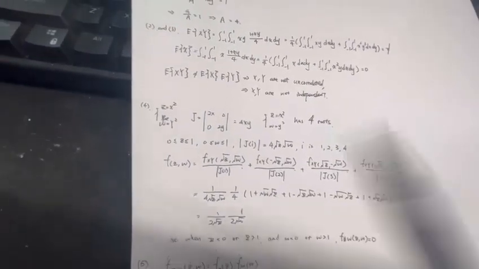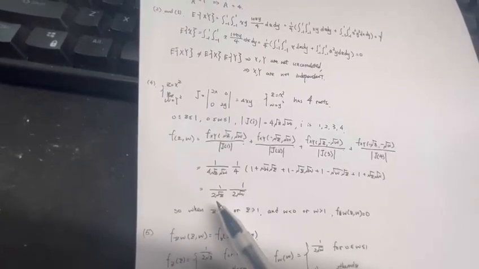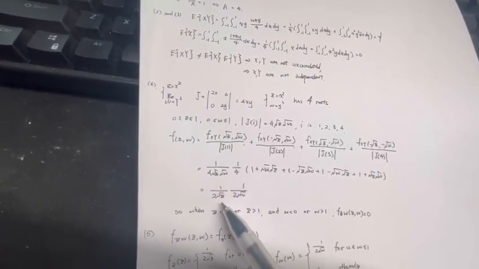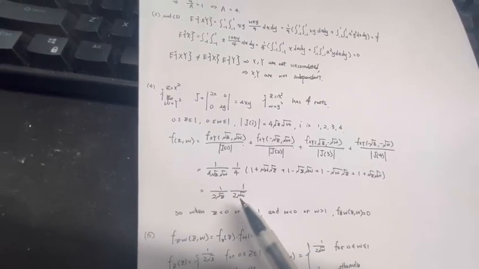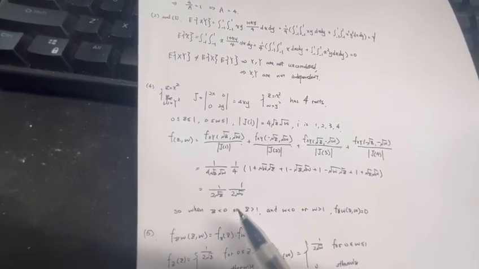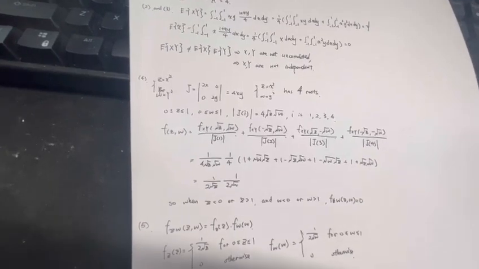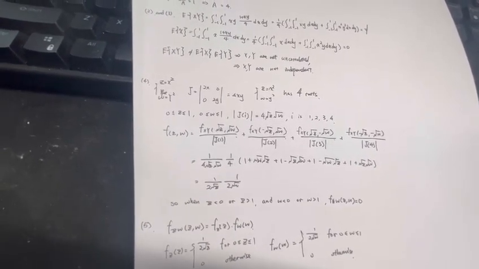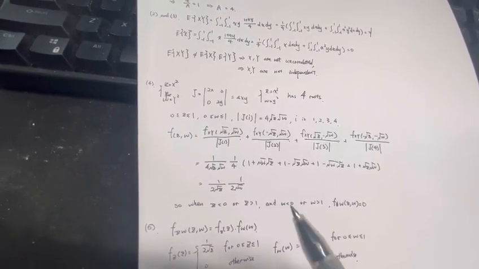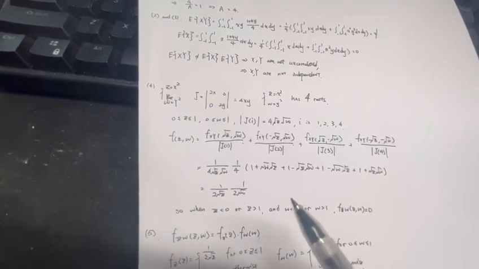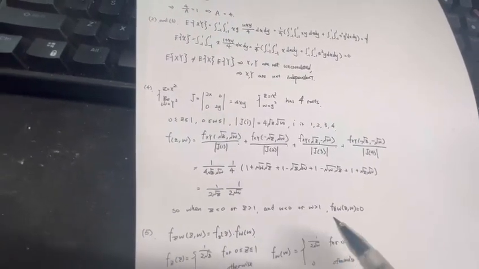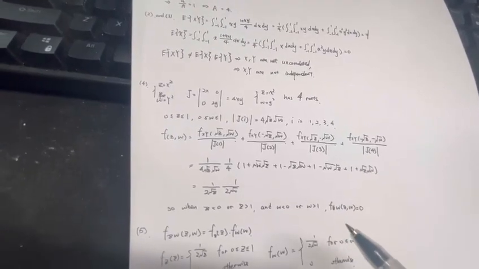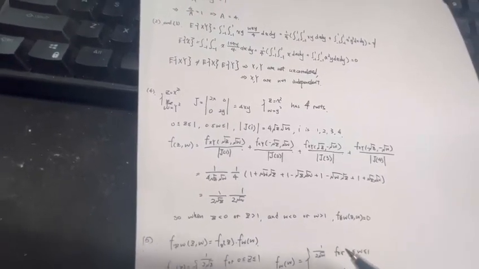After calculation, I get the final answer of 1 divided by 2 times square root of z, times 1 divided by 2 times square root of w. When z is less than 0 or larger than 1, or when w is less than 0 or larger than 1, f_ZW equals 0.